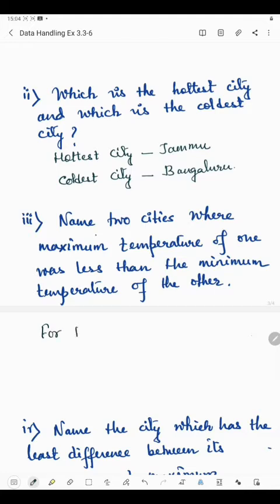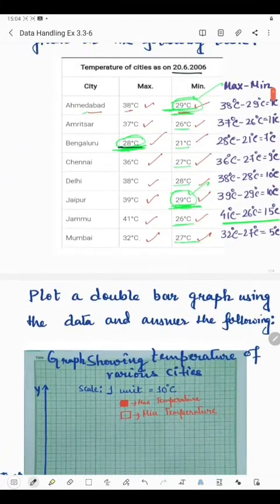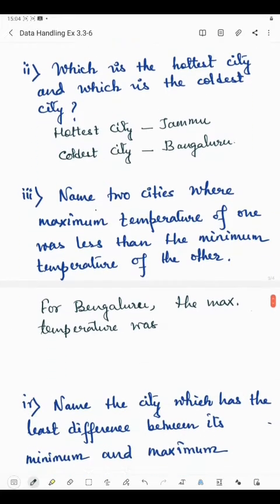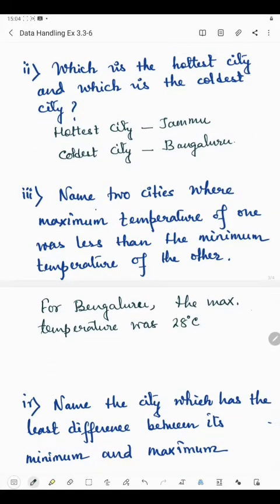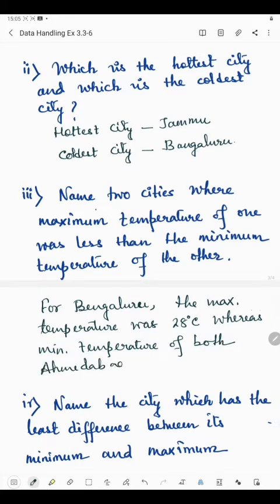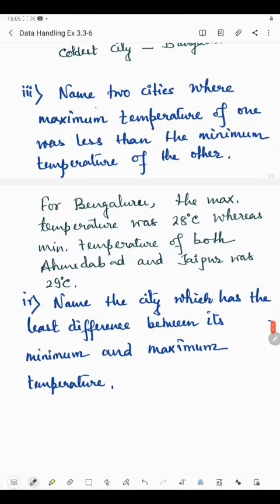So we will write for Bangalore or Bengaluru, the maximum temperature of Bengaluru was 28 degrees Celsius, whereas the minimum temperature of both Ahmedabad and Jaipur was 29 degrees Celsius.